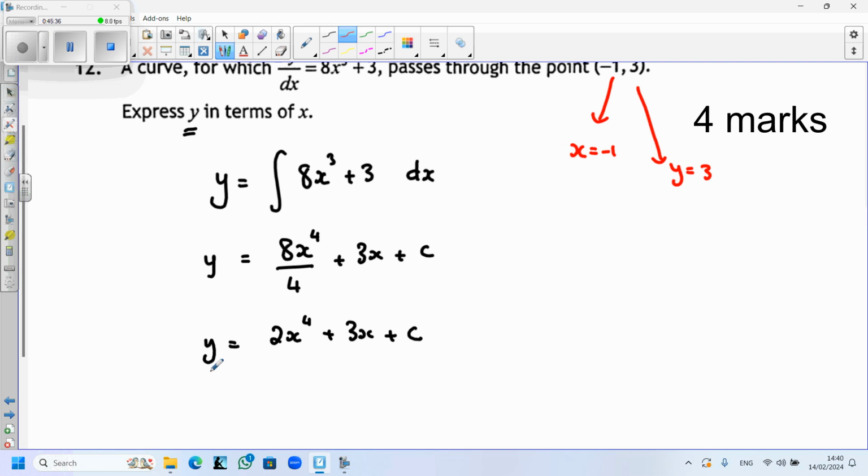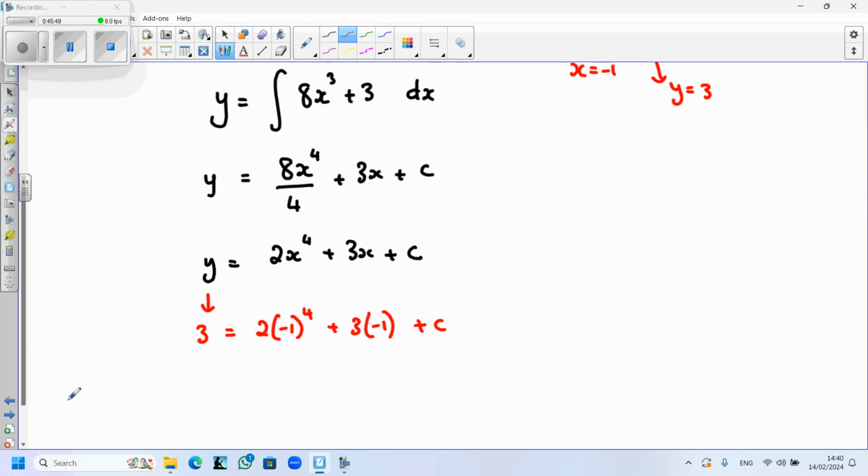So y, write it underneath it, y is 3, x is -1, so it's 2 times -1 to the power of 4, plus 3 times -1 plus c. And we'll work out that just now. So 3 is equal to... -1 is negative, but it's an even power, so that makes that positive. So that's going to be 1. So that's 2 minus 3 plus c. So 3 is equal to -1 plus c.